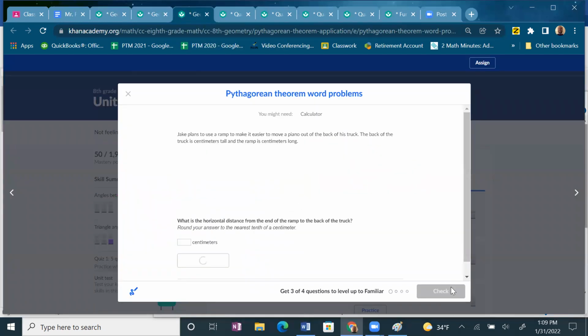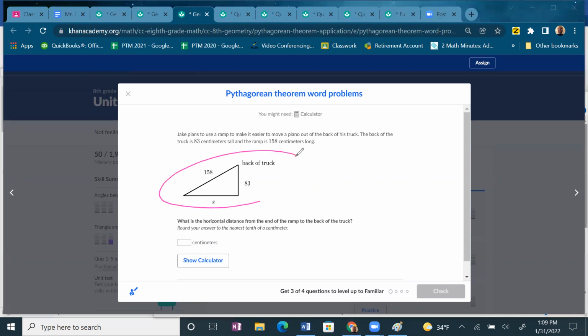Now, this last one is my favorite. This is Pythagorean theorem word problems. In some of these, they draw a picture for you. In others, they don't. Your first step will be to draw a picture. That's what we do with word problems. We draw a picture to make sense of them.